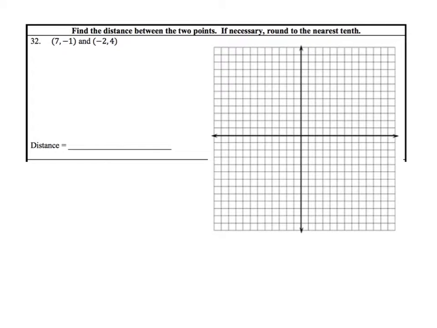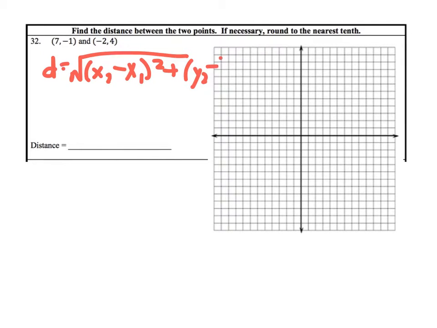For these problems, we're going to find the distance between the 2 points. I showed my students 2 ways to do this, and I'm assuming your teacher did too. The first way is you can use a distance formula, which is the square root of x2 minus x1 squared plus y2 minus y1 squared. That thing is all under the square root.